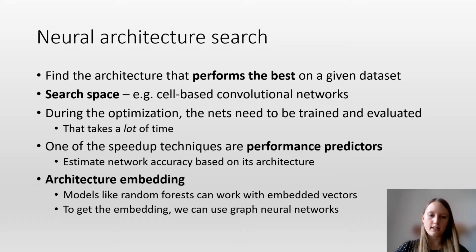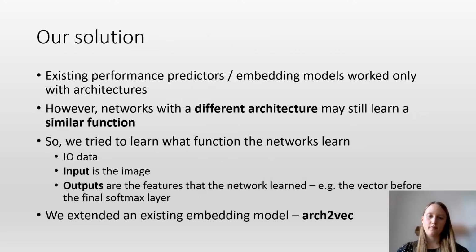One approach to that is to perform architecture embedding. So you use, for example, graph neural networks to convert the neural graph into a vector. And then you can use models like random forest to perform the predictions since you have tabular data. Until now, the models that did performance prediction or the embedding models focused only on the neural graph, on the architecture. However, networks that have a different architecture may still learn a similar representation.